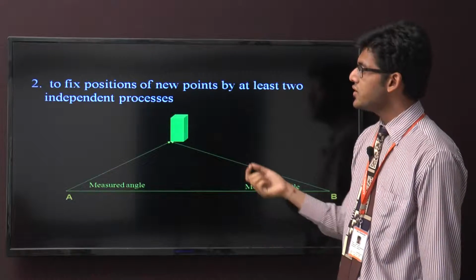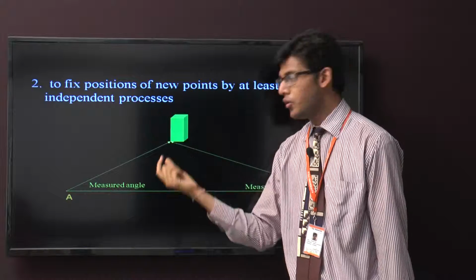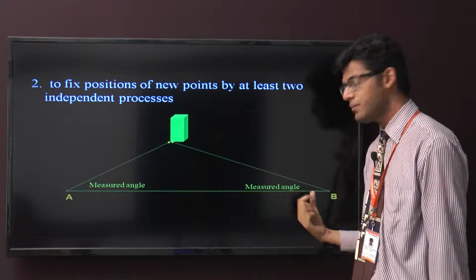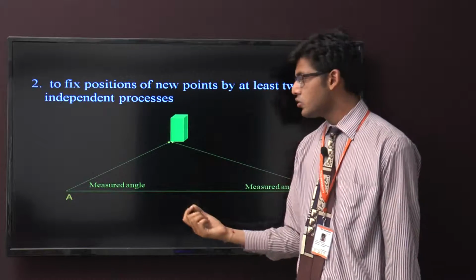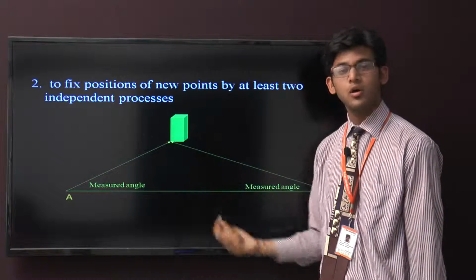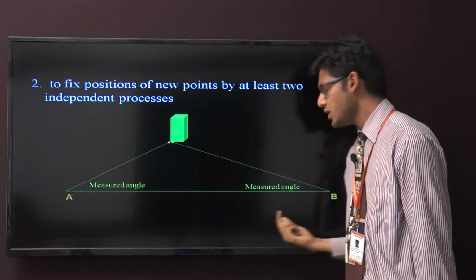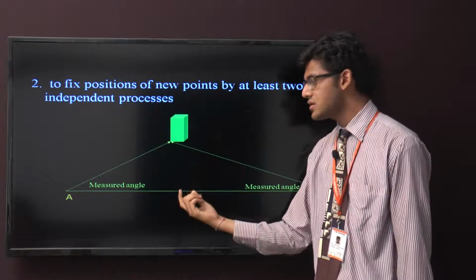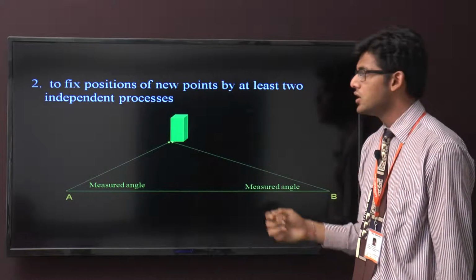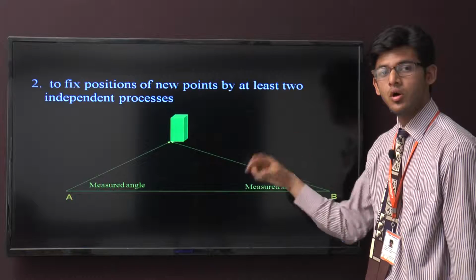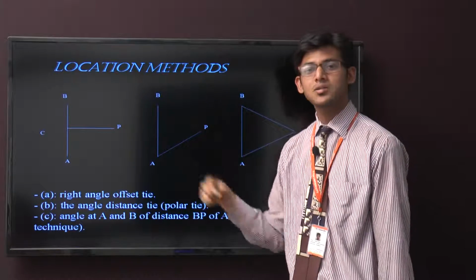Next is to fix the position of new points by at least two independent processes. You have to fix two points, like A and B fixed here. If you know the measured angles at A and B, you can easily find the point where the intersection is produced. So this is how A and B work. You have to just measure some distances and some angles, and you can easily find the point where it is located. So this is the method of fixing the position. You can easily see the location, how it is locating the point.